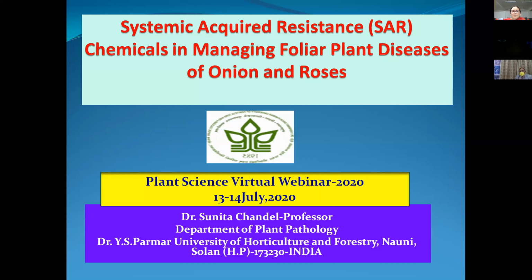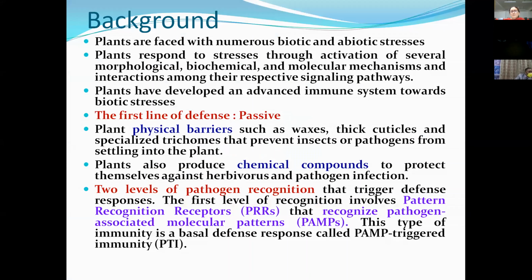I'm here to present my presentation on systemic acquired resistance chemicals, which we are using against the foliar plant diseases in onion and roses. And just a background of that, plants, we know, are continuously facing various challenges.